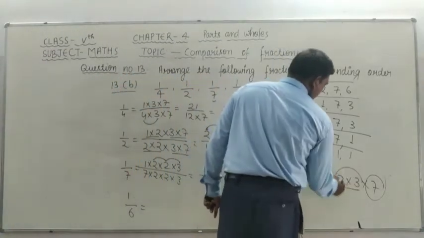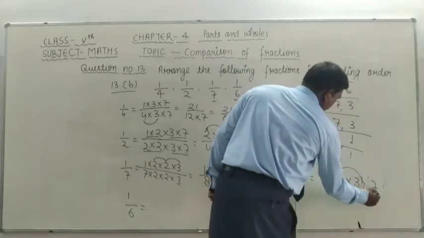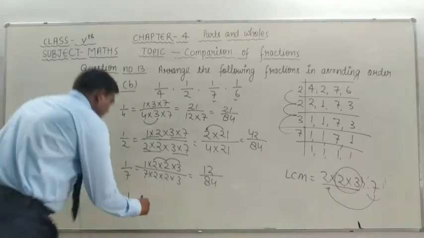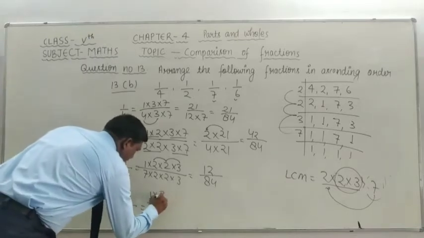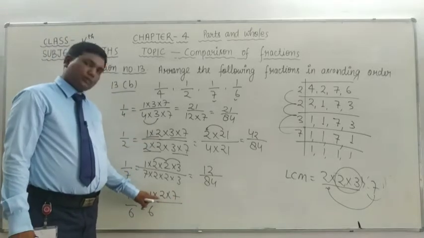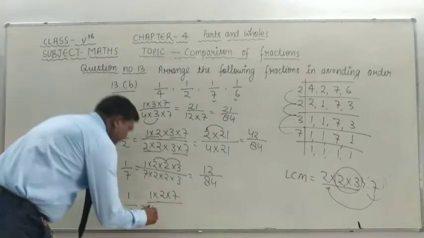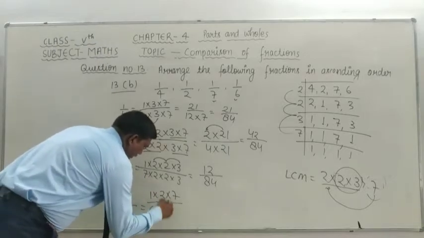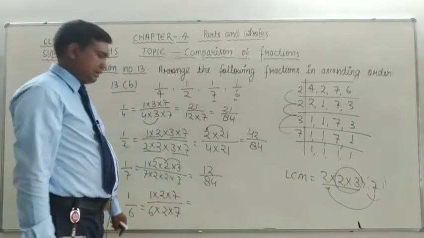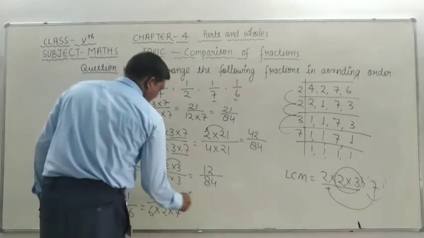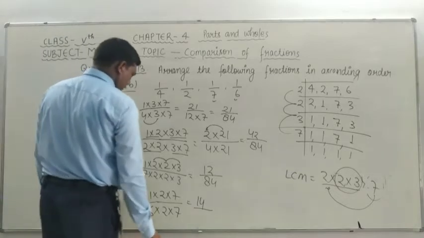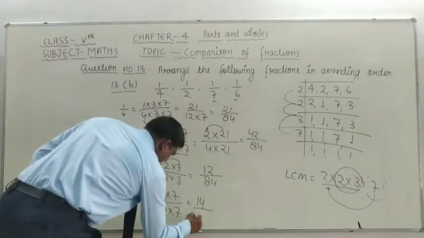In this question, it is given 1 over 6. 2 threes are 6, then 7 twos are 14. It means that here we have to multiply by 14 in numerator and denominator, that is, multiplication of 2 and 7. After multiplying these, we get 7 twos are 14 over 84.